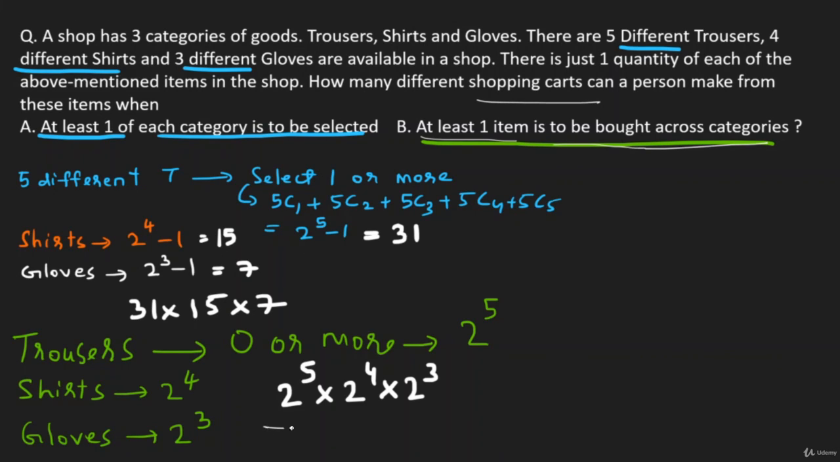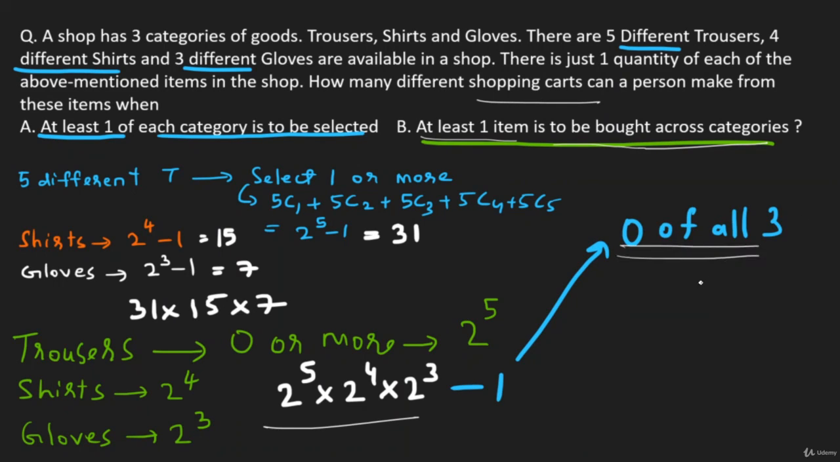But this is not your answer. From this, you have to subtract 1, which is the case where you take 0 of all the 3. That is, you buy 0 trousers, 0 shirts and 0 gloves. This case has to be subtracted because the question mentions that at least one item has to be bought across the categories. So this is your answer, which is equal to 2 to the power 12 minus 1, which is equal to 4095.